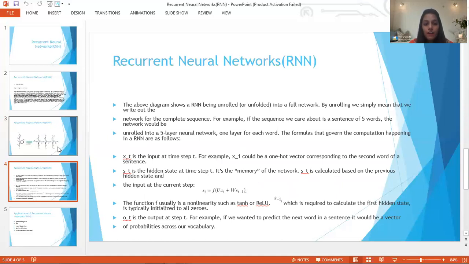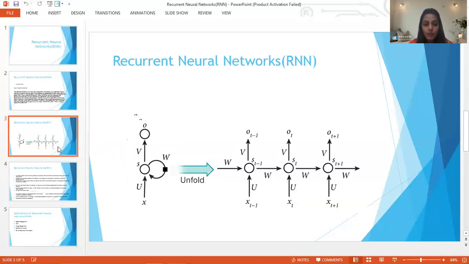St here is the hidden state at step t. What do you mean by st? St is basically the hidden layer input. At time t it is st, at time t minus 1 it is st minus 1, and at time t plus 1 it is st plus 1. So this one is the current, this one is the past, and this one is the future direction, or the next one. So this is basically unfolding.